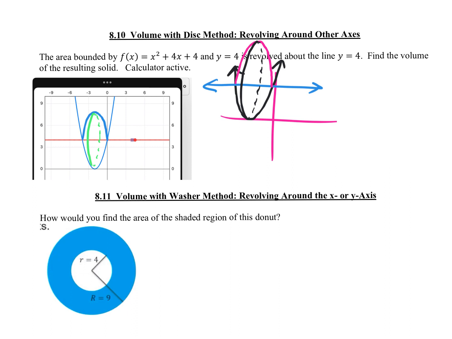Here's what we've got to think about here. Does anything change? Are my cross sections still circles? Yeah, because we're revolving. So all we've got to do, since we're around that x, do you agree we're going around this line?